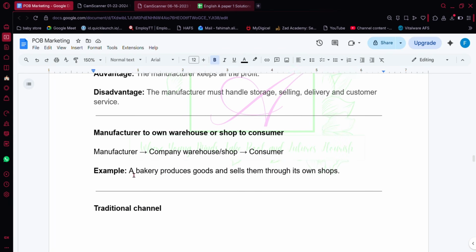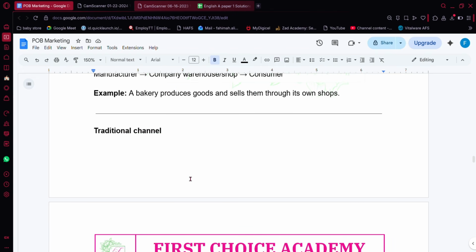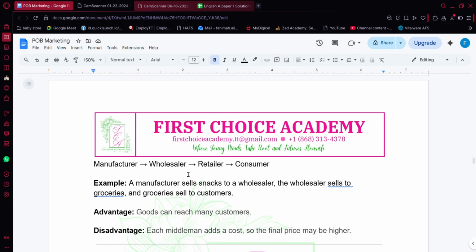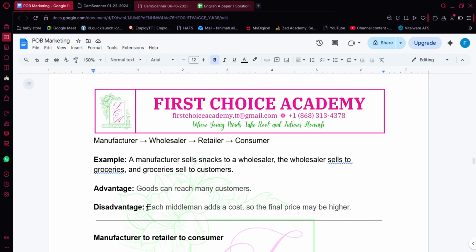The manufacturer also sends goods to the company warehouse or shop, and then it gets to the consumer. For example, a bakery produces goods and sells them through its own shops. Then we have the traditional channel of the manufacturer selling to the wholesaler, and the wholesaler selling to the retailer, who then sells to the consumer. With this one, goods can reach many customers, and each middleman adds a cost, so the final price might be higher.